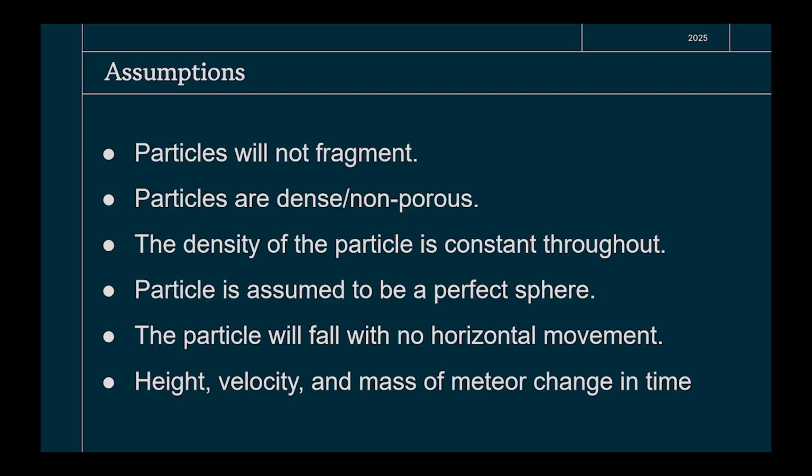We also assume the particle to be a perfect sphere. This is valid because they're pretty small when they enter our atmosphere. The particle will fall with no horizontal movement, so it will fall perfectly vertical into our atmosphere. And our last assumption is that the height, velocity, and the mass of the meteor will change in time.